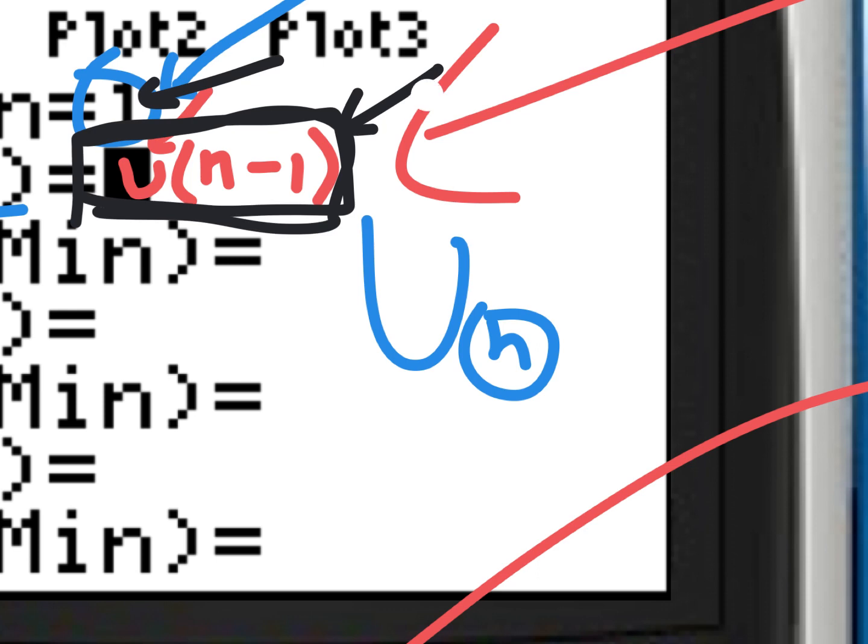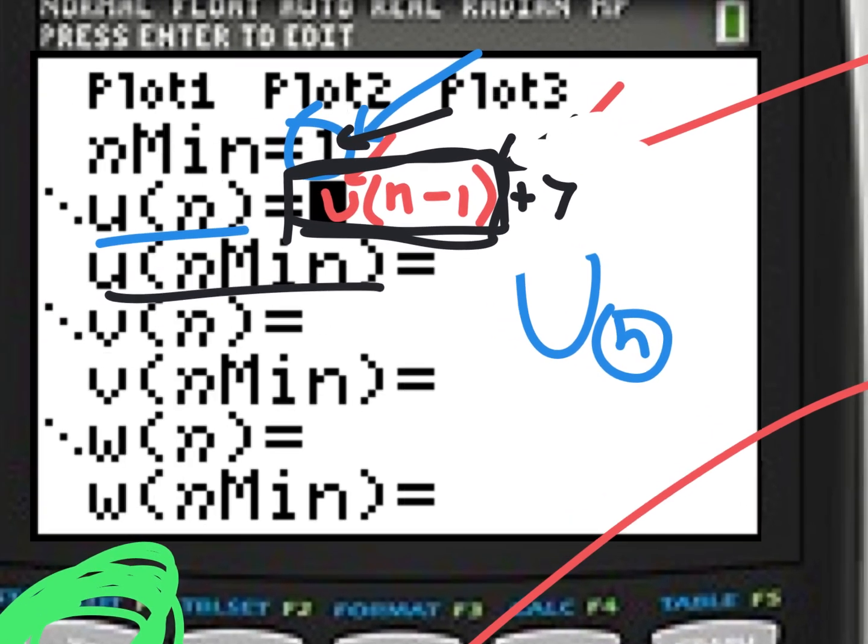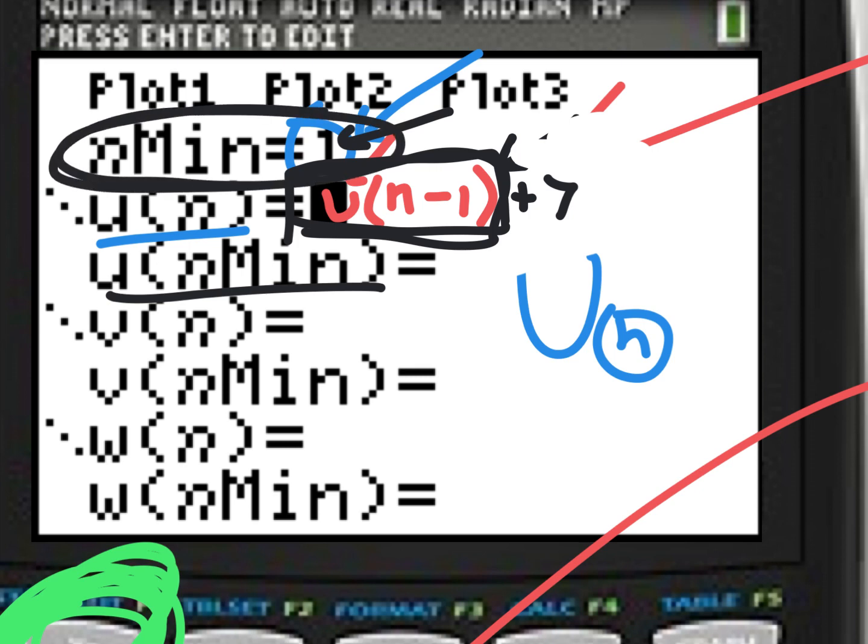In this case, we're adding 7. That makes it arithmetic. Little review from yesterday. So put a plus 7 after it. Next, it says u n min. I get that that's a little confusing, but you can figure it out. We defined n min right here. What's n min? 1. So really what they're asking is, what's u sub 1? Because n min is 1. So they're asking, what's u sub 1?